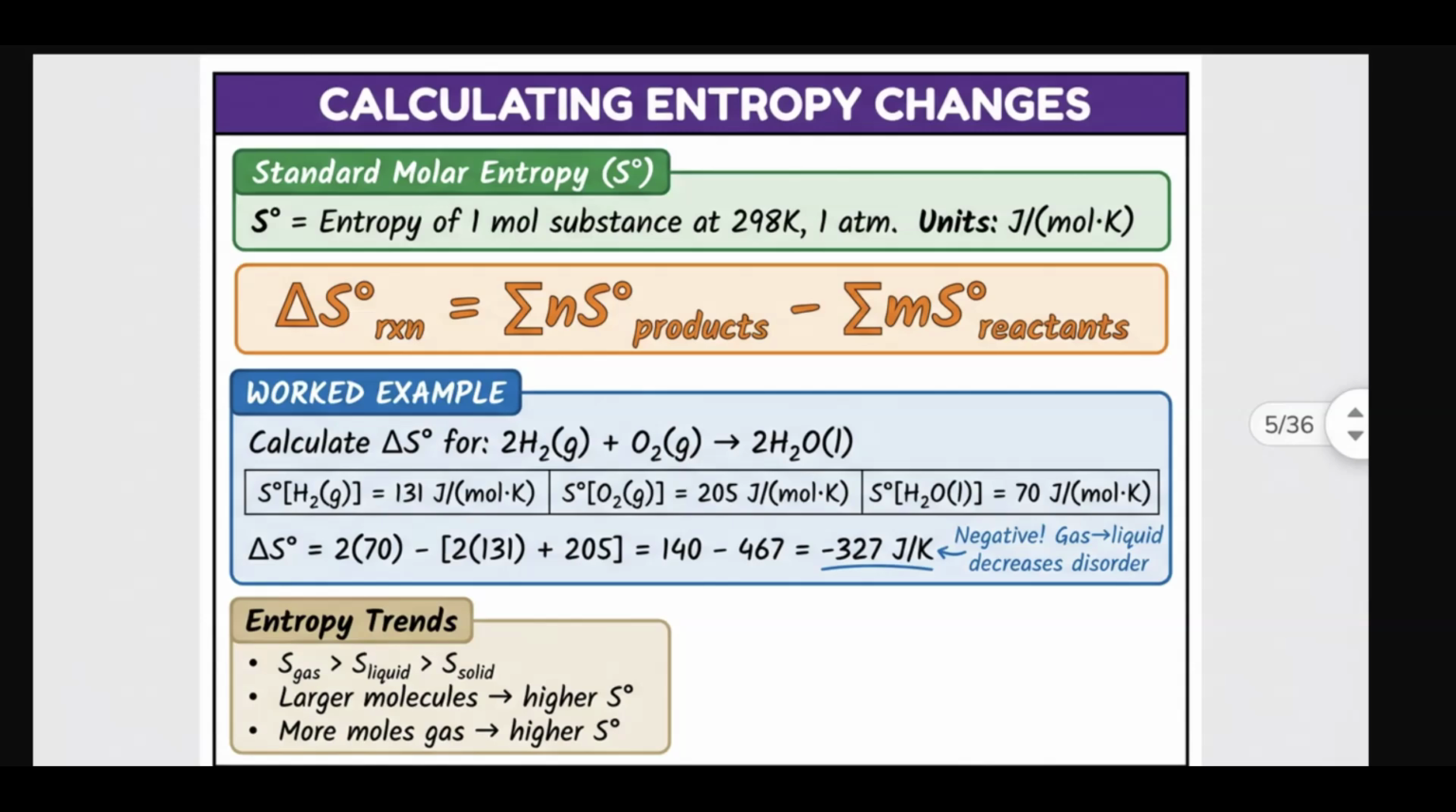Negative, why? Because we are going from gas to liquid. So that makes sense, right? Going from gas to liquid means that the entropy is going to decrease. That's why it's a negative entropy change, minus 327.